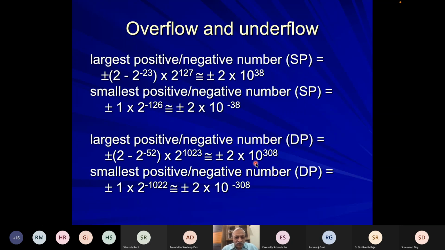So what is underflow? Underflow is when, during computation, you get a result which is smaller than this number but not 0. It's non-zero but smaller than this, so you can't represent it, and that is considered underflow. If at all, you can represent that as an unnormalized number.